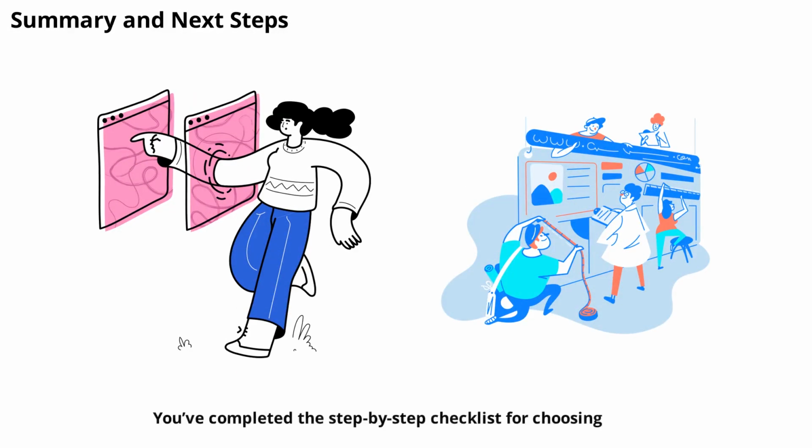Congratulations! You've completed the step-by-step checklist for choosing social media management software for your startup. By following these steps, you'll be well equipped to make a smart, strategic decision that supports your growth. Remember to review your choice regularly as your needs evolve, and don't hesitate to explore new tools as your startup scales.